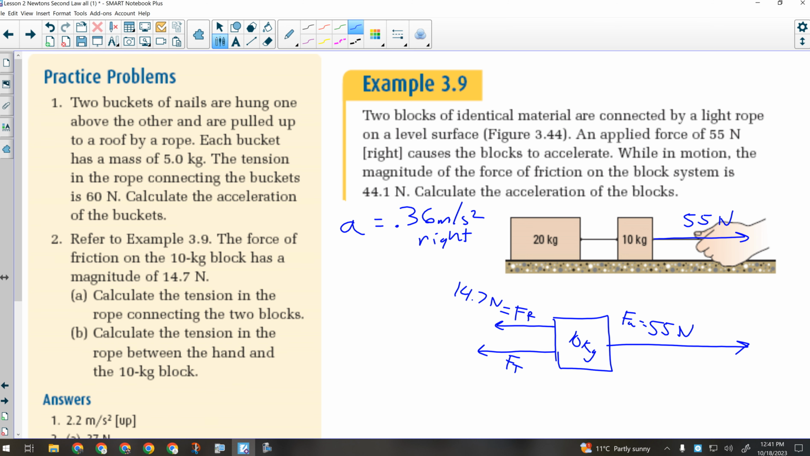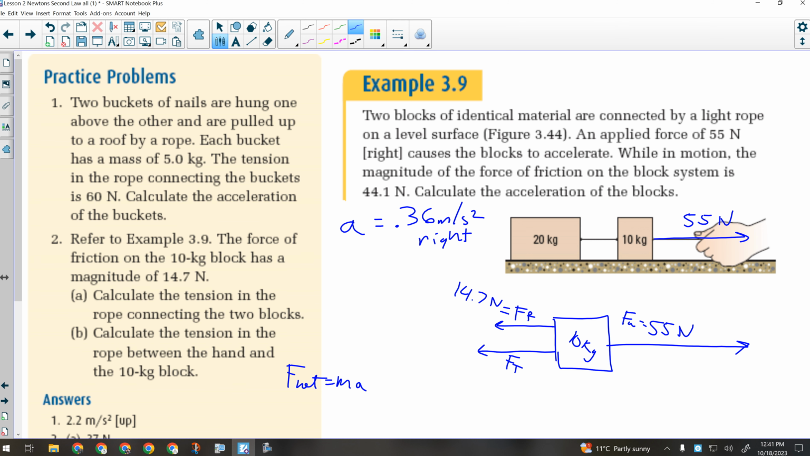Force net equals mass times acceleration, okay? So in a system, I can actually deal with the whole system, or I can break it up into its individual parts and deal with the parts individually. As long as I understand all the parts have the same acceleration, I'm good.